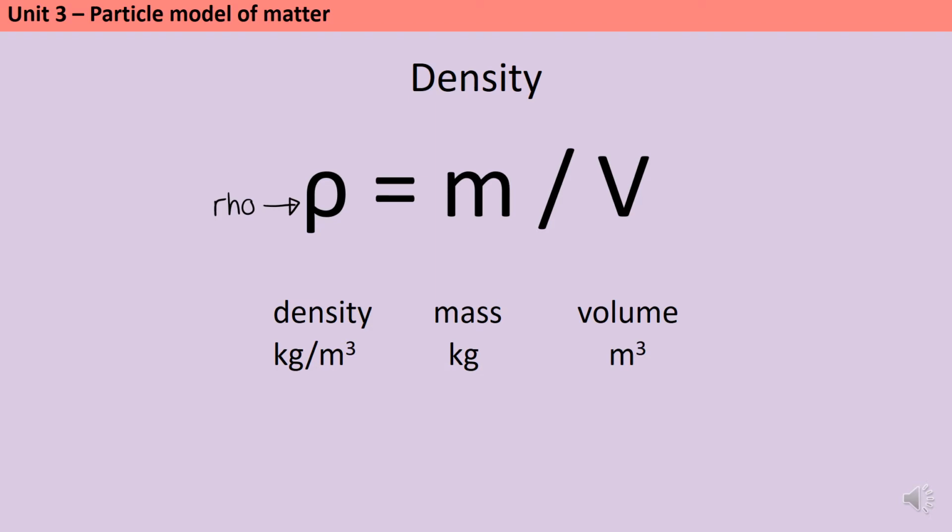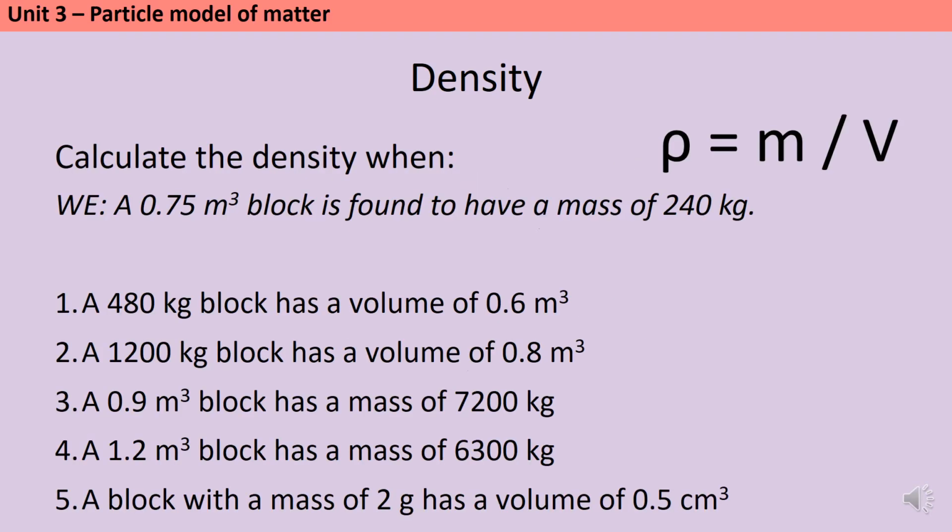We tend to measure density in kilograms per metre cubed, and this can help you to remember what the calculation is. If you know that the slash sign is a divide sign, then you can see just by looking at the units that we need to do the mass in kilograms divided by the volume in metres cubed. To begin with, let's look at some examples where we're given the mass and the volume.